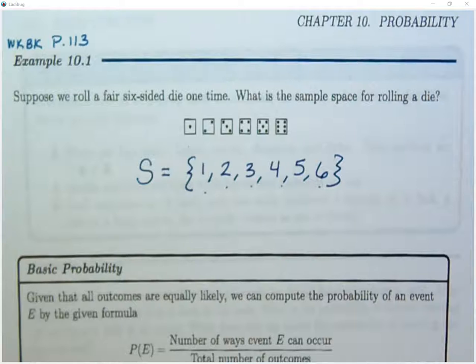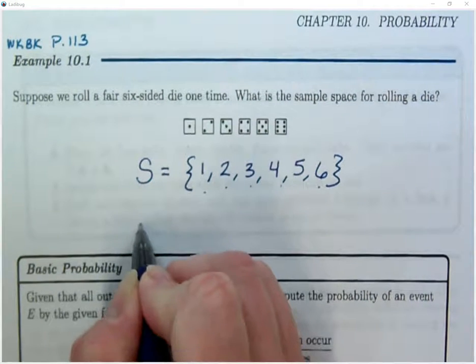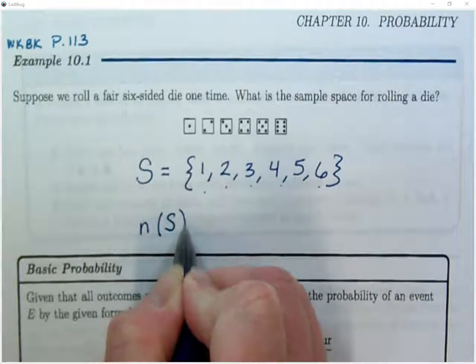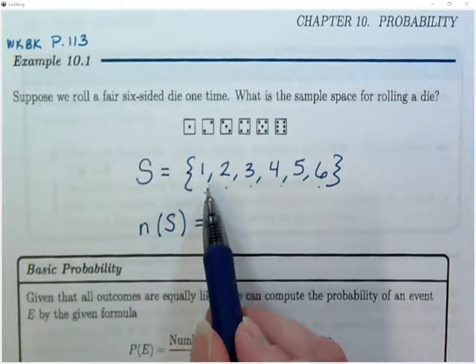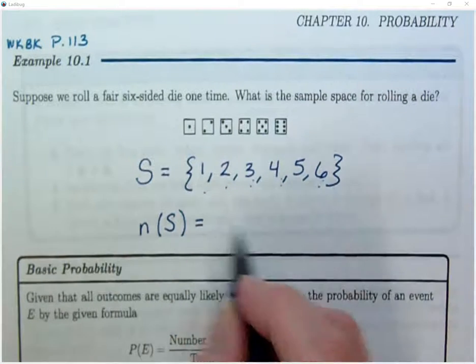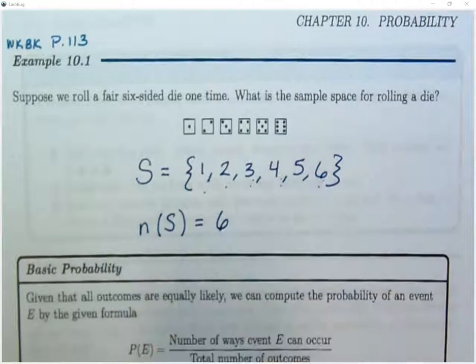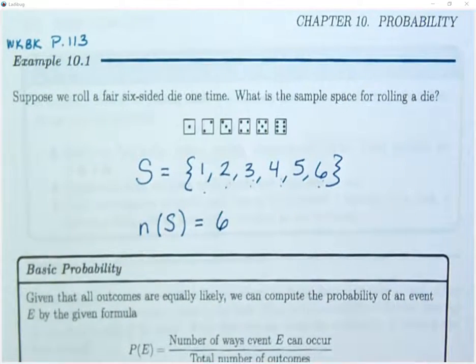We also, like in the set chapter, we talked about cardinality. So a lot of times in probability, we just want to see how many numbers, how many items or elements. So in this case, we have 6 for our number in the set.